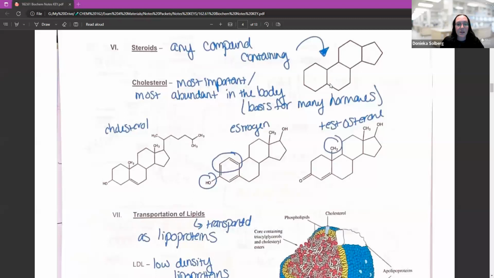Now you might be looking at this and be like, yeah, that looks really nonpolar. It's a hydrocarbon, it's a bunch of carbons and hydrogens, not very soluble in water. And that's why steroids kind of fall under lipids.